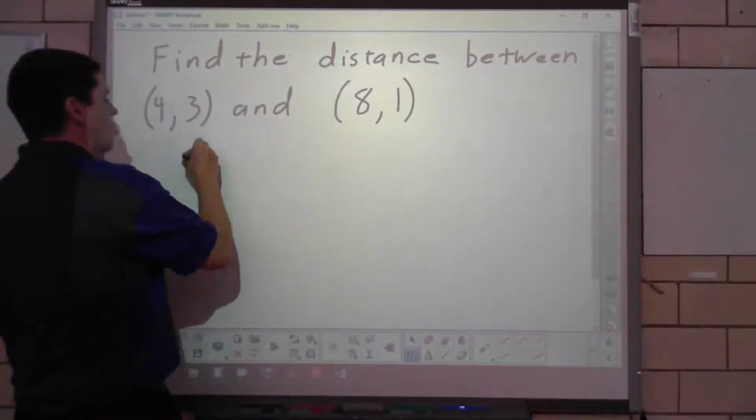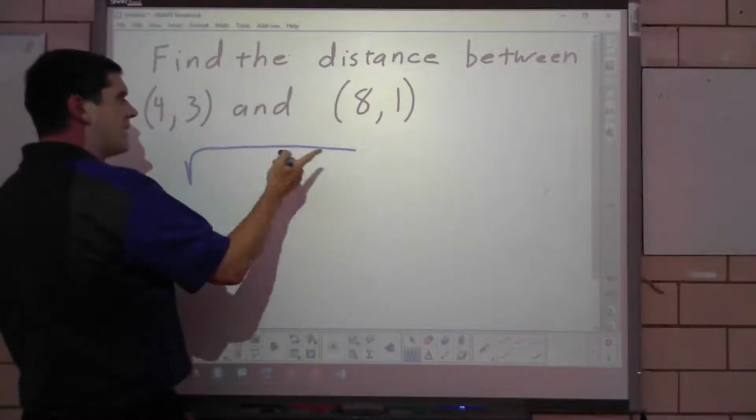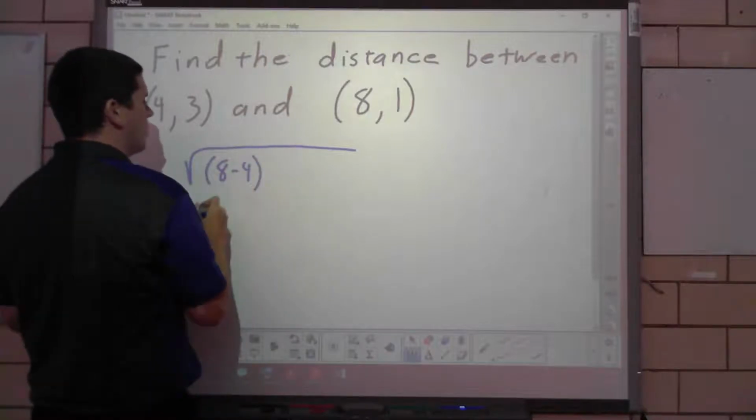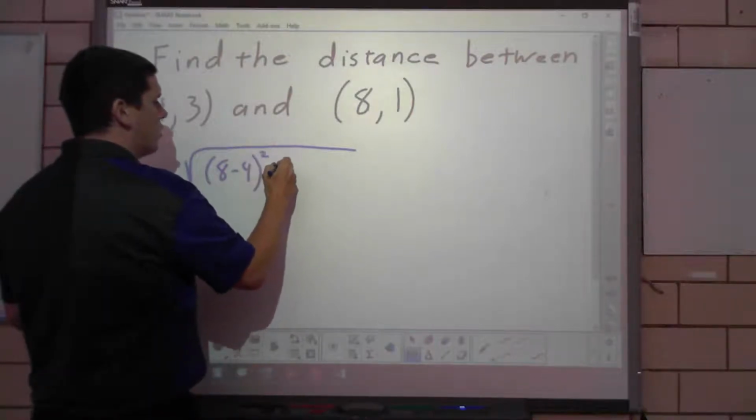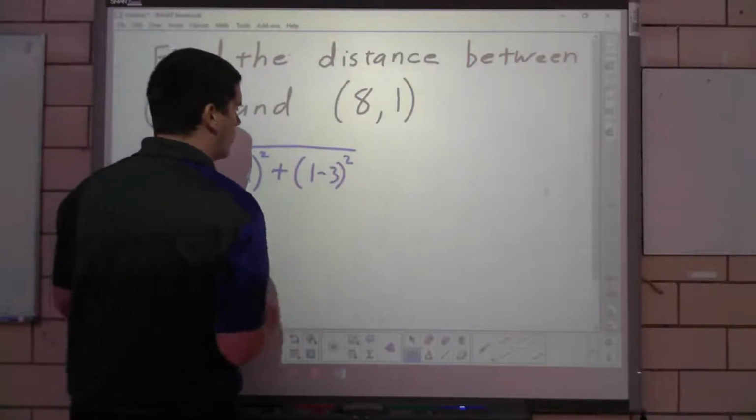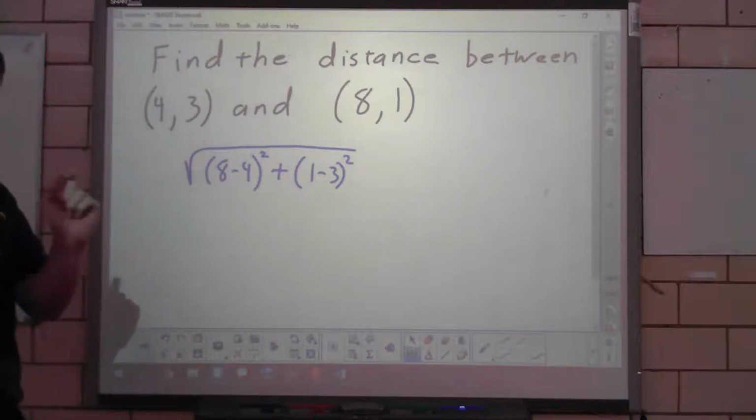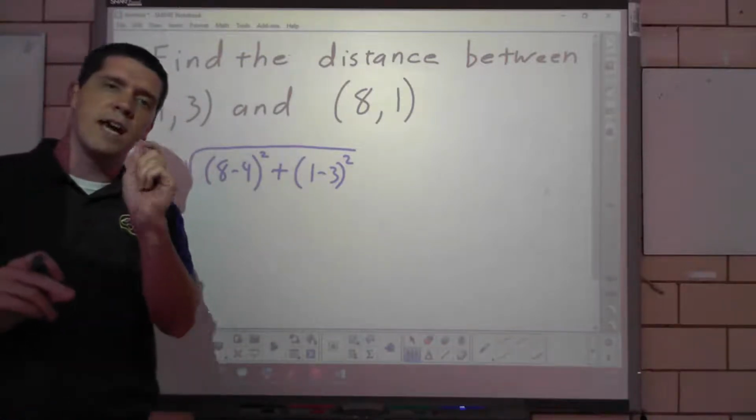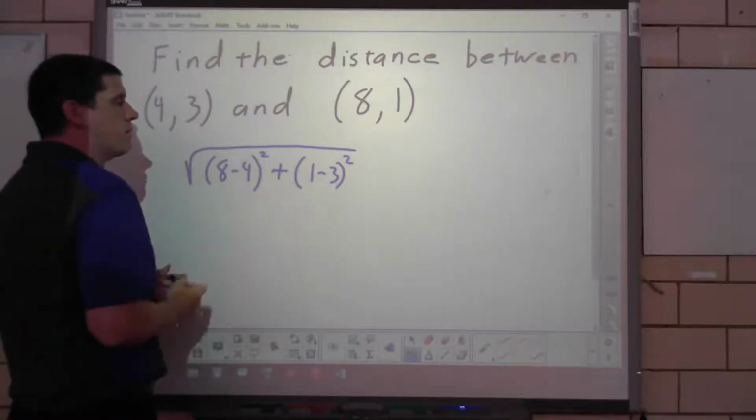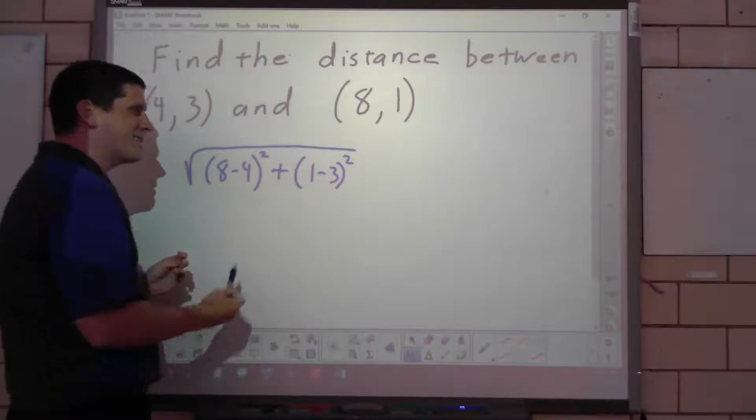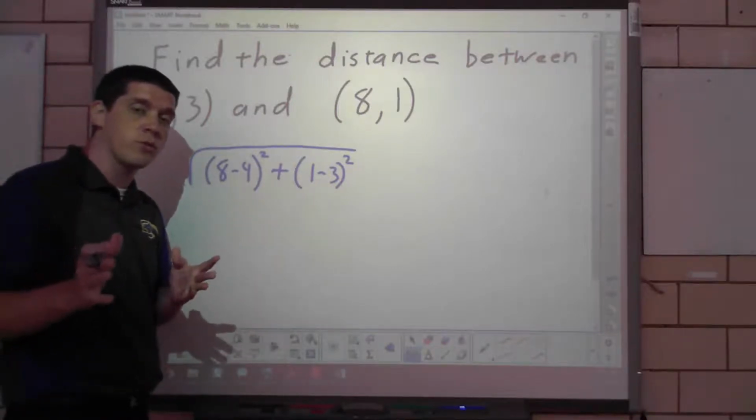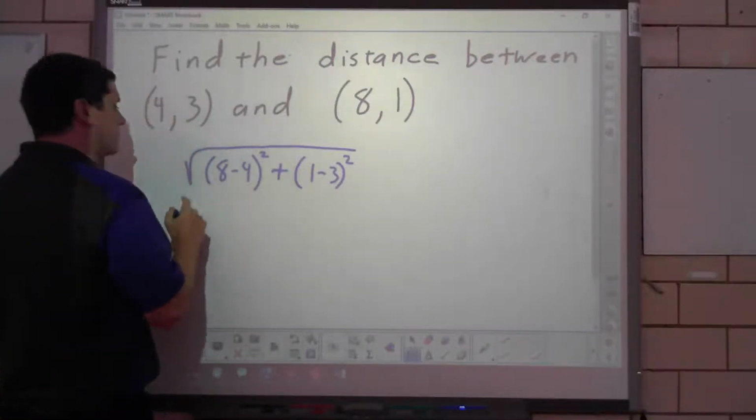So I'm going to have the square root of, again, I'm going to stay consistent here, (8 minus 4) quantity squared, plus (1 minus 3) quantity squared. Now, there's a few things to point out, because there's a lot of little things that you can miss and forget about. 1, don't forget these are squared. 2, inside those parentheses, we have minus signs. In between the parentheses, we have a plus sign. So make sure that all your signs are right. Make sure that when you're using this formula, you're using it right.